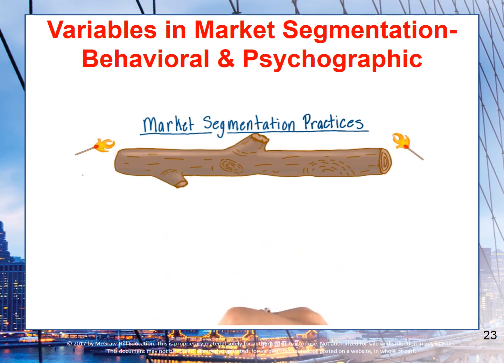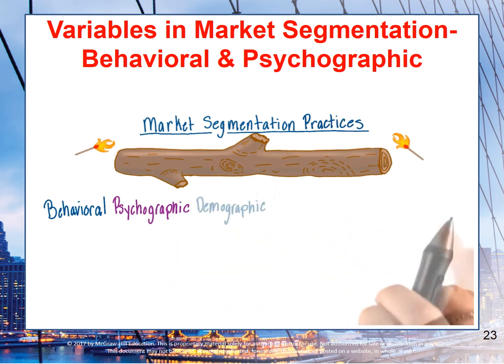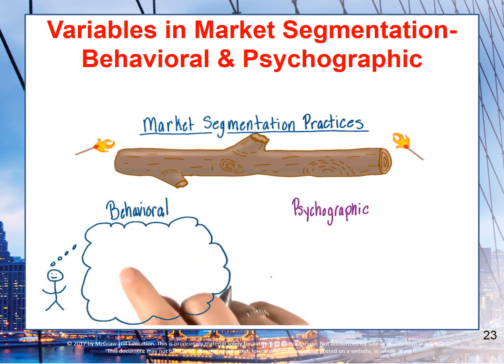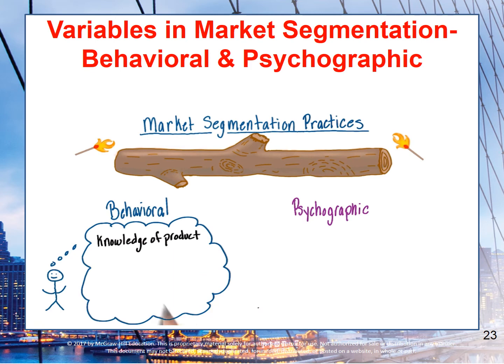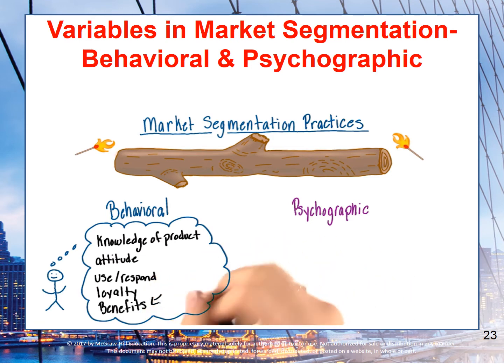Here are a few common types of market segmentation practices: behavioral, psychographic, demographic, geographic, occasional, and cultural segmentation. Let's start by talking about behavioral and psychographic segmentation. Behavioral segmentation considers a few things, such as the knowledge of your product, their attitude towards your product, how often they use your product or how they respond to your product, their loyalty to your product, and you can also think about creating a segment based on what your customer will benefit from your product.